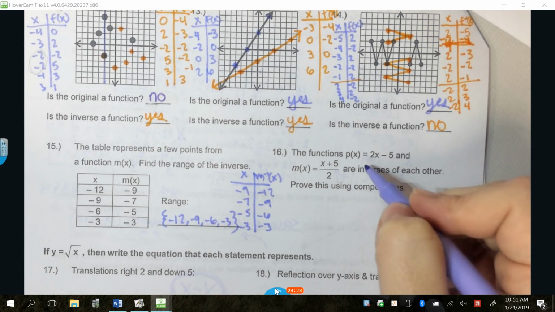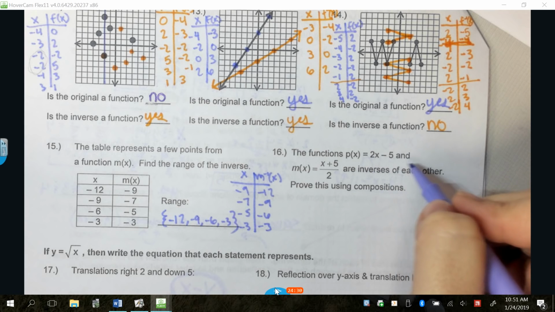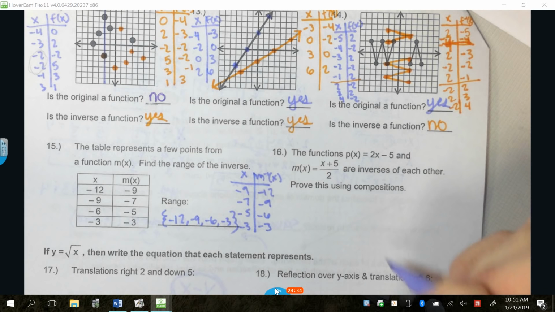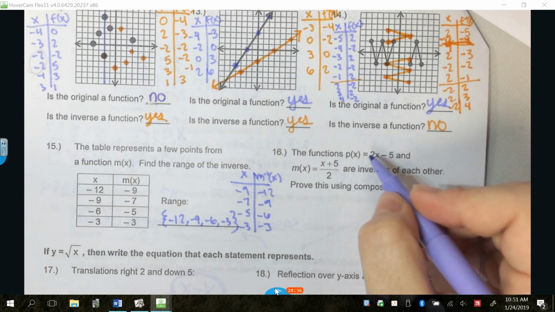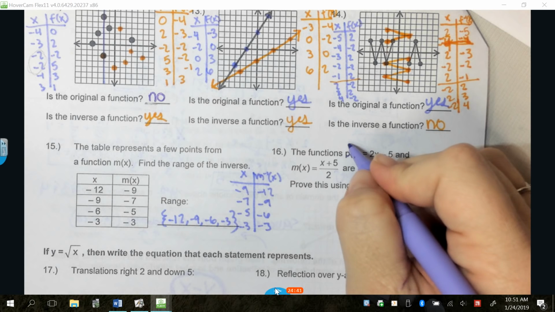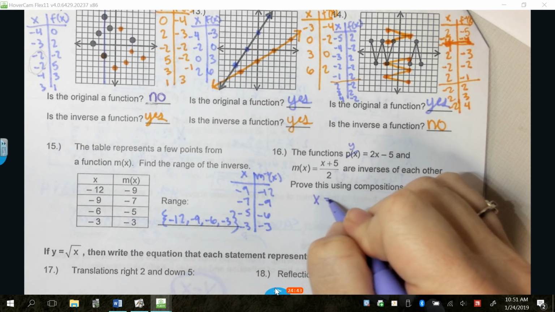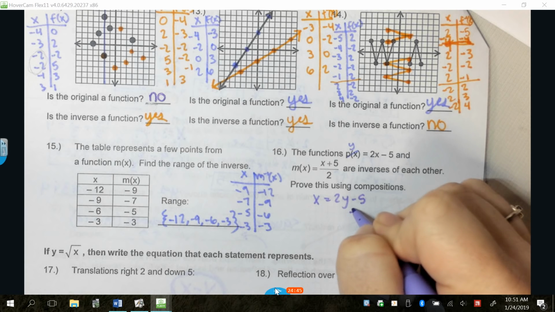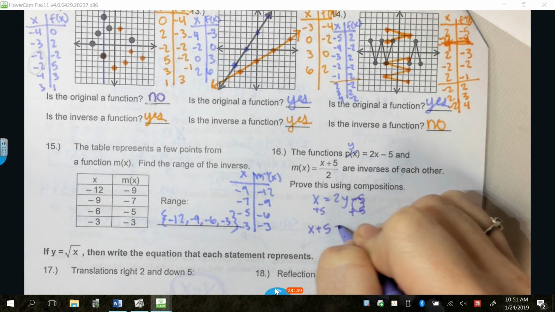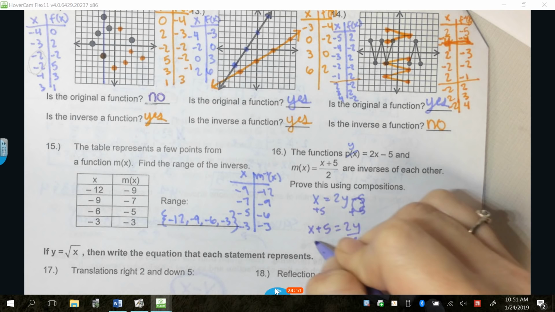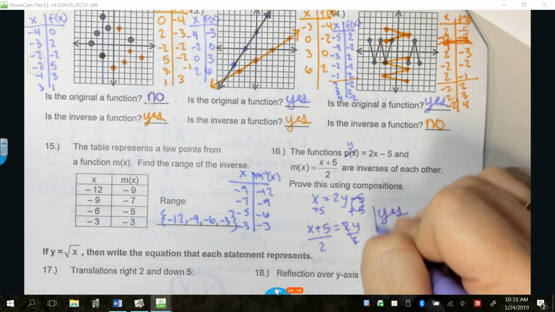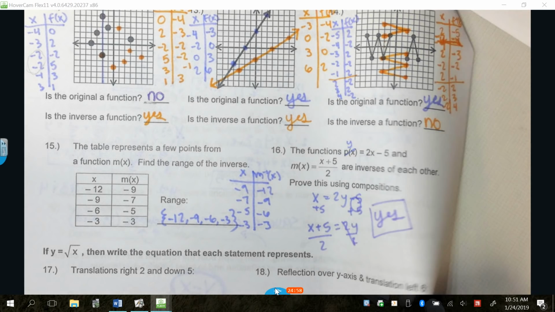Here, the function p of x equals 2x minus 5, and m of x is this. Are they inverses of each other? Prove using composition. So I'm just going to prove algebraically. This is y, so I'm going to have x equals 2y minus 5, plus 5, plus 5. X plus 5 equals 2y, divided by 2, divided by 2. Yes, that matches. So yes, they are inverses.